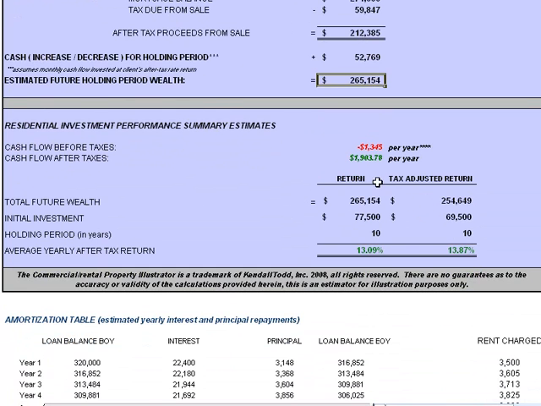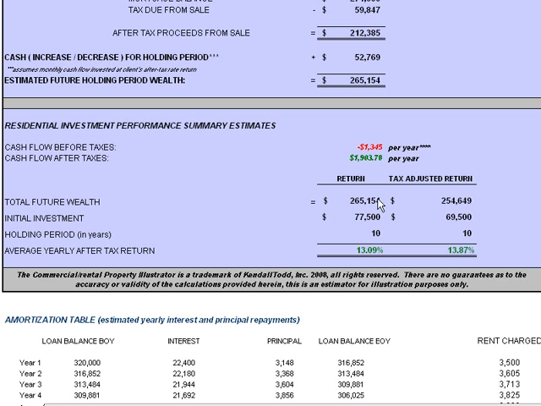My cash flow before taxes started out at $13.45 a year. But if I looked at my cash flow after taxes, it was actually feeling like $19.03 a year with the tax depreciation and stuff. My future wealth was $265,154. This is that number after all my expenses. Now I made an initial investment of $77,500. That was my money. So if I look at my initial investment of $77,500 and I look at my net in-pocket return at the end of 10 years, that's a growth rate of 13.09%.